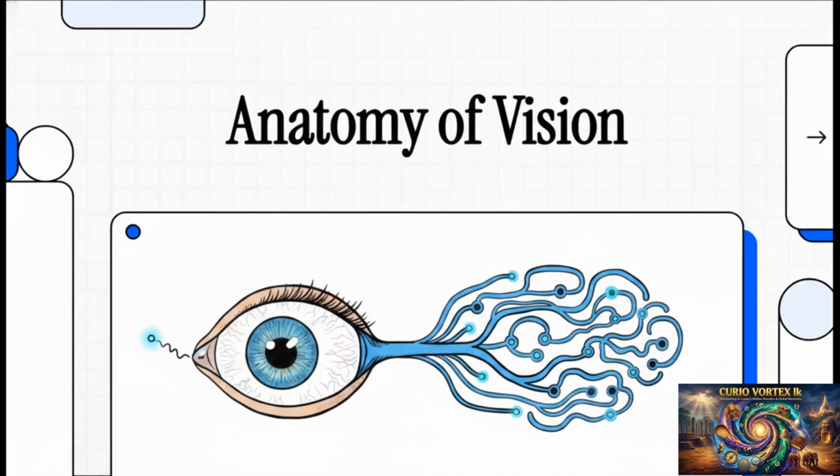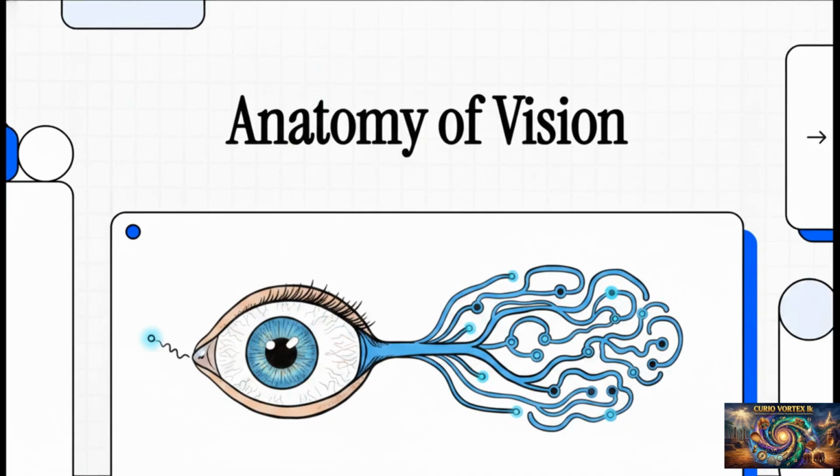Hey everyone, and welcome to this explainer. Today, we're going on a seriously incredible journey. We're going to trace the path of a single microscopic photon of light from the exact split second it strikes the surface of the human eye all the way into the deep neural networks of the mind.